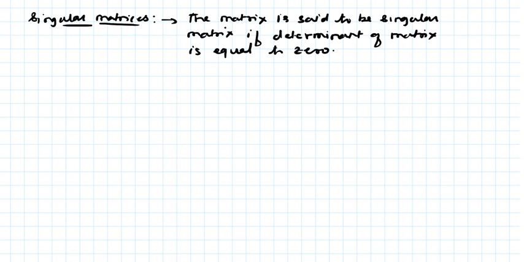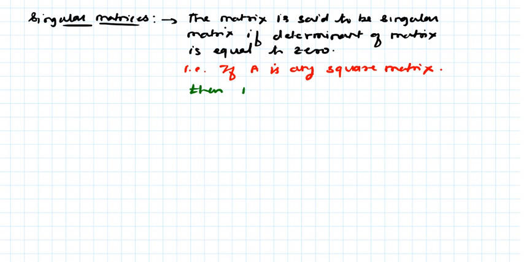That is, if A is any square matrix, meaning the number of rows is equal to the number of columns, then matrix A is a singular matrix if and only if the determinant of the matrix is equal to 0.